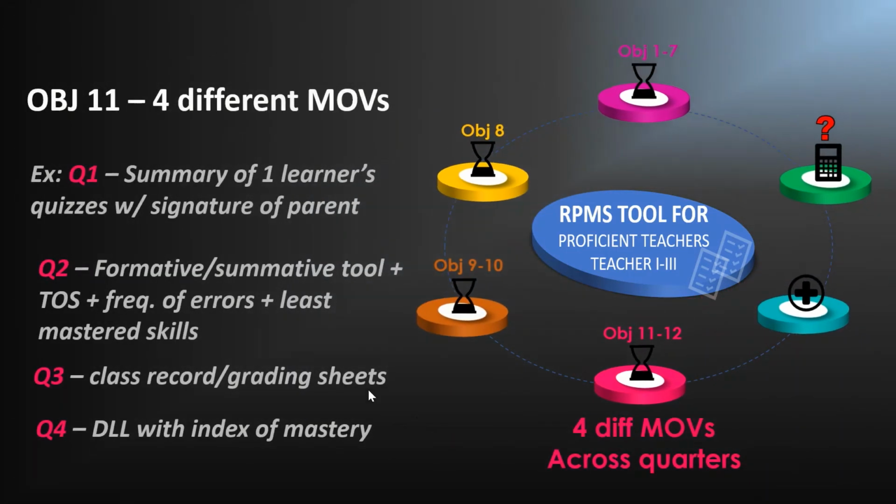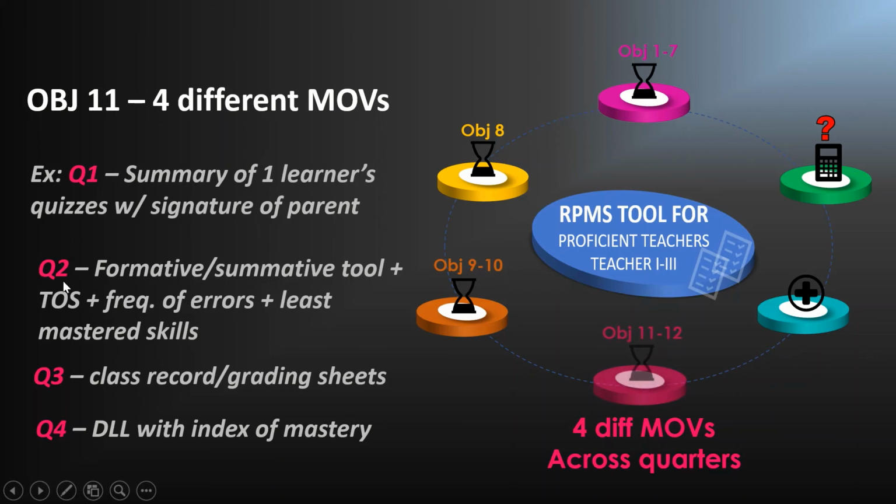Okay, for objective number 11 naman, we are also asked to provide 4 different MOVs. Magkakaiba po siyang MOV. So, example po, for quarter 1, we presented the summary of 1 learner's quizzes with signature of parent. Summarize lang po natin yung lahat ng quizzes or written works ng isang learner. Pero dapat po may signature of parent. Without a signature of parent or guardian, it's an invalid MOV.